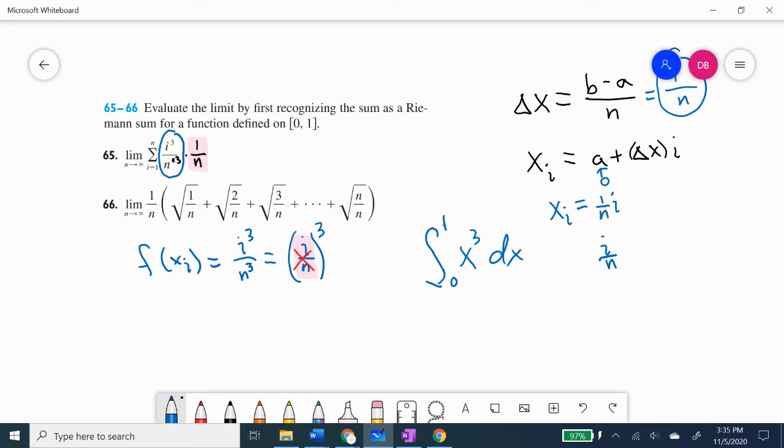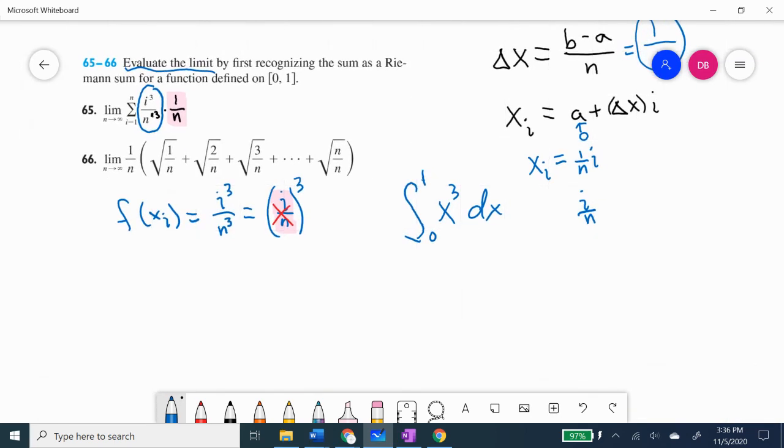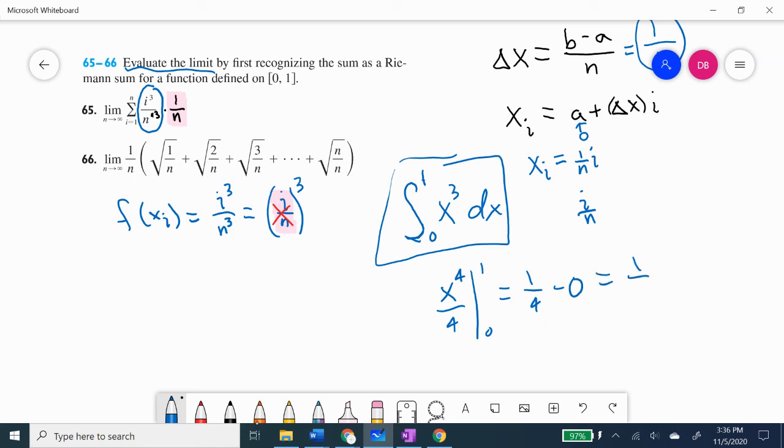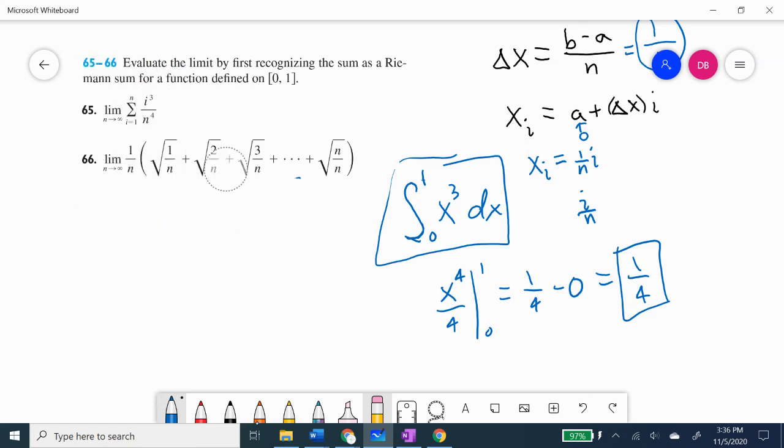Now, it is asking you to evaluate the limit by first recognizing it as a Riemann sum for a function. Oh, and it even tells me defined on 0, 1. So what I'm supposed to do at this point to finish up the homework problem is solve this definite integral, which is x to the 4th over 4, evaluate from 0 to 1, which is 1/4 minus 0. So the answer to that limit is 1/4. I'm going to now erase everything. And then we're going to do number 66.